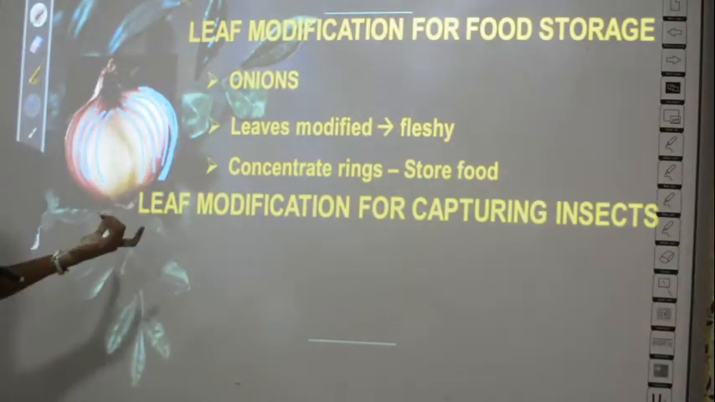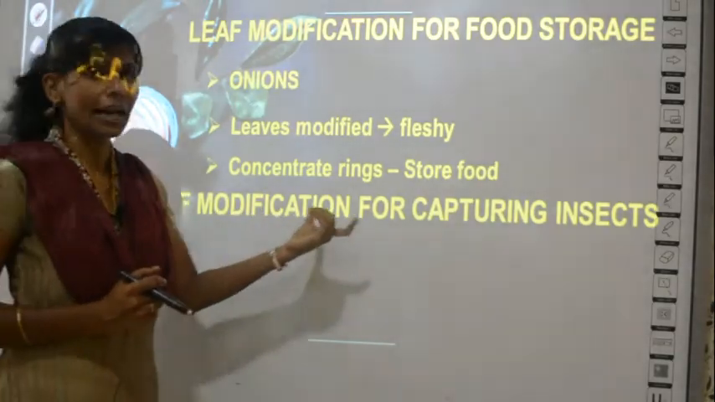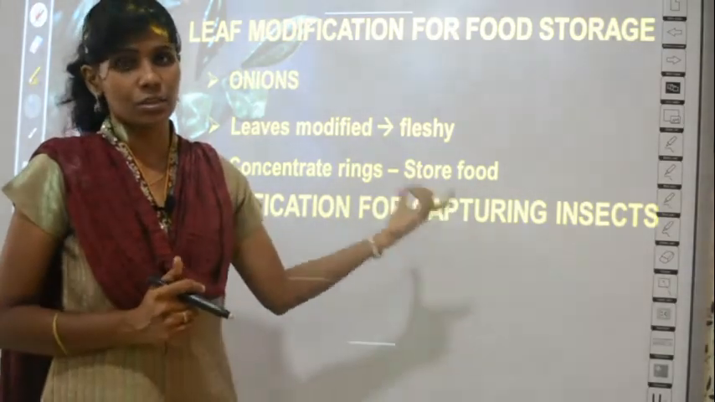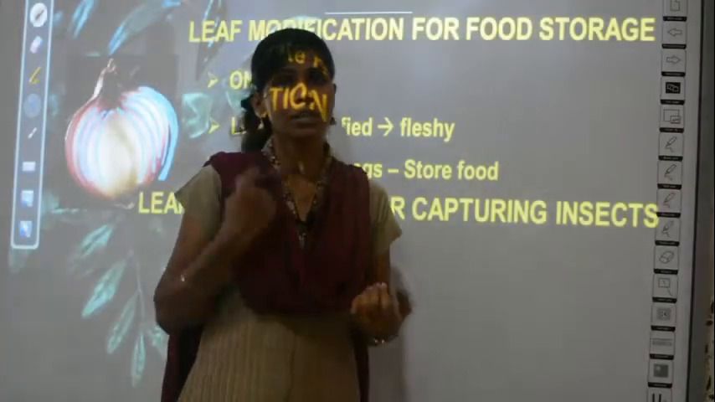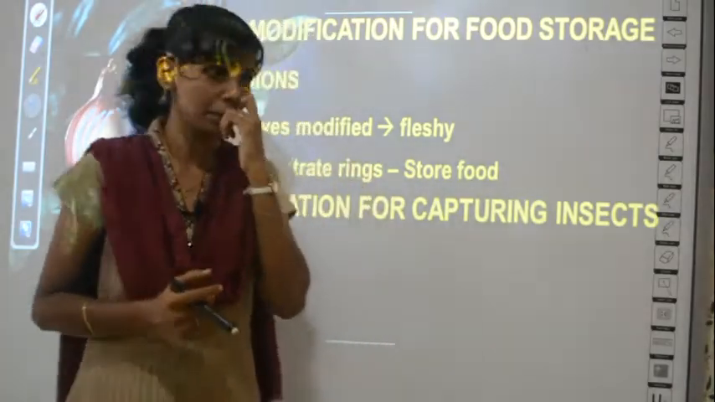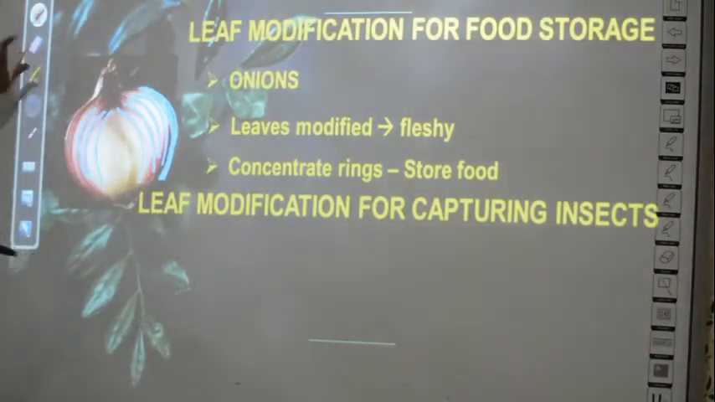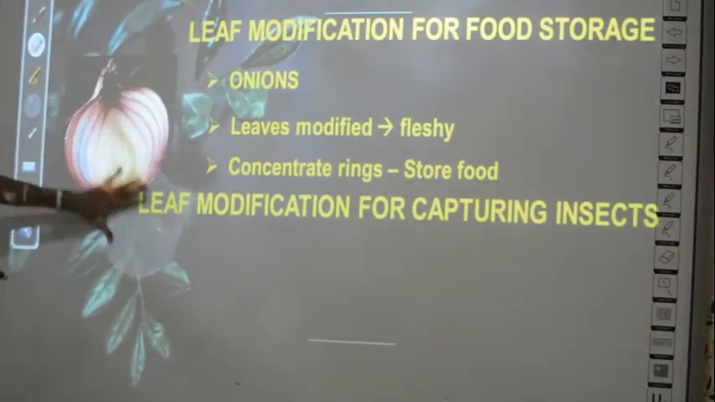So the last one is leaf modification for capturing insects. Some shapes of the leaves will help to capture the insects. Why should it capture the insects? Why does a leaf have to capture the insects? What is the use for the plant?